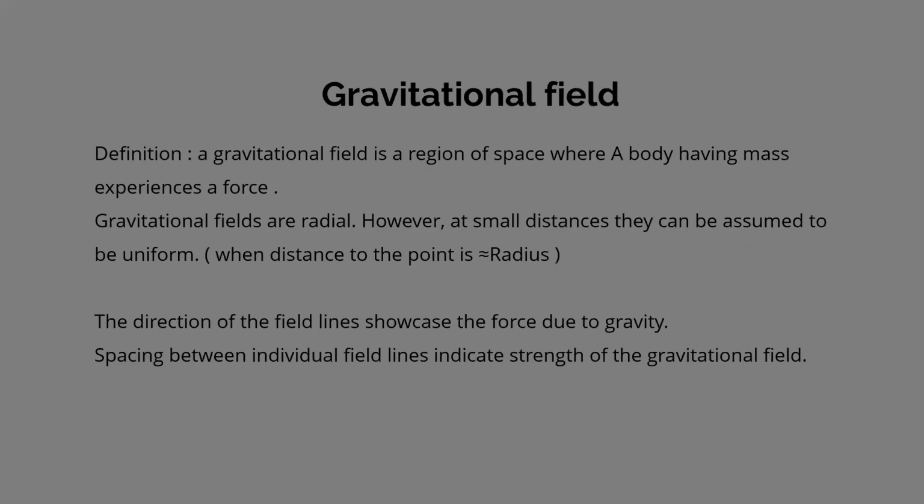The definition of a gravitational field is a region of space where a body having mass experiences a force. Gravitational fields are usually radial. However, at small distances, they can be assumed to be uniform. This is when distances are approximately equal to the radius of the mass. The direction of the field lines shows the force due to gravity, and the spacing between individual field lines indicates the strength of the gravitational field.